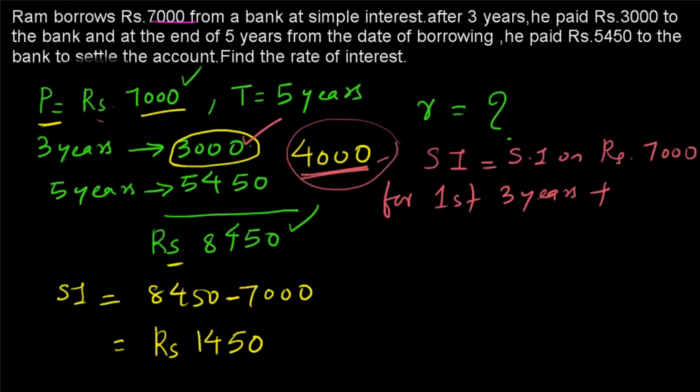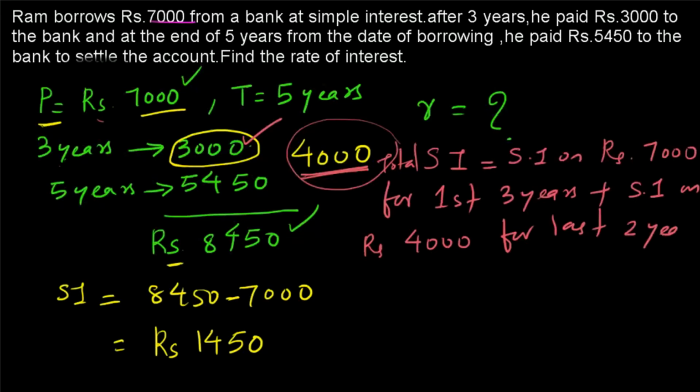The total simple interest will be equal to simple interest on rupees 7,000 for the first 3 years plus simple interest on rupees 4,000 for the last 2 years. Okay, so in total it will be 5 years. So this is how the simple interest is getting split up. The principal 7,000 for the first 3 years, and when he pays back rupees 3,000, the principal remaining will be 4,000. So this simple interest will be calculated on the remaining principal 4,000 for the last 2 years.